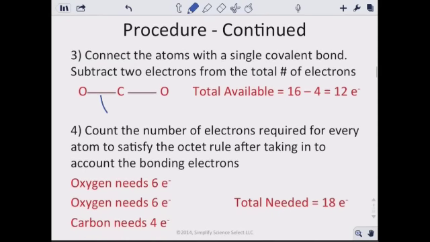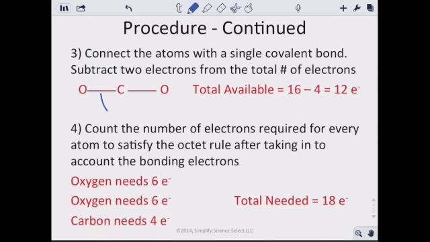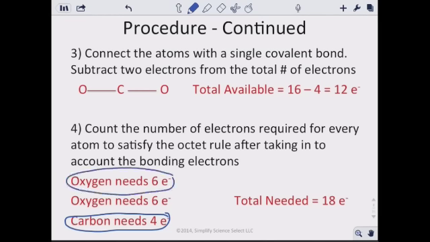Number 4 says count the number of electrons required for every atom to satisfy the octet rule after taking into account the bonding electrons. So remember that this is 2, and that means that this oxygen thinks it has 2, this carbon thinks it has 2. This is 2, which again is the same on the other side. So this carbon has 1, 2, 3, 4 electrons around it. To satisfy the octet rule, 8 minus 4, it needs 4 more. But this oxygen only has these 2 right here in that bond. So we go 8 minus 2 is 6. So each one needs 6.